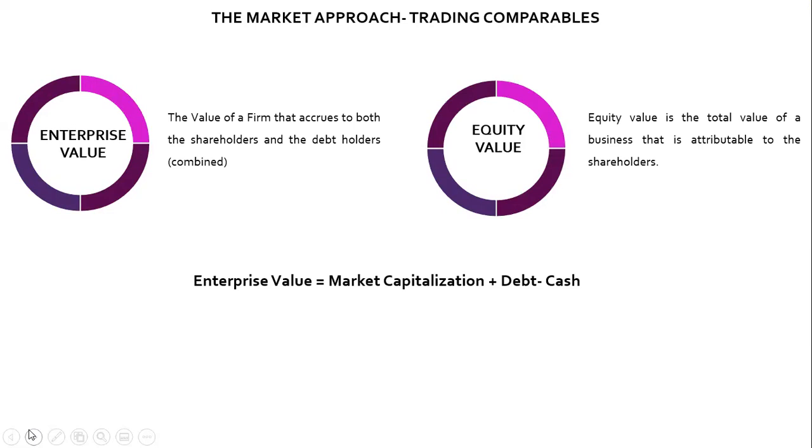And let me explain what these two mean, because we are going to use them a lot. Even when you do discounted cash flow analysis and all of that, you will still need these two guys, enterprise value and equity value. So when we say enterprise value, what we are saying is that it's the value of a firm that accrues to both shareholders and debt holders combined. And this is the formula: enterprise value is equal to market capitalization plus debt minus cash.